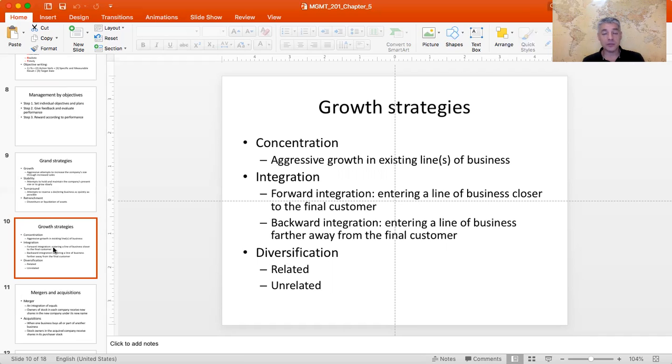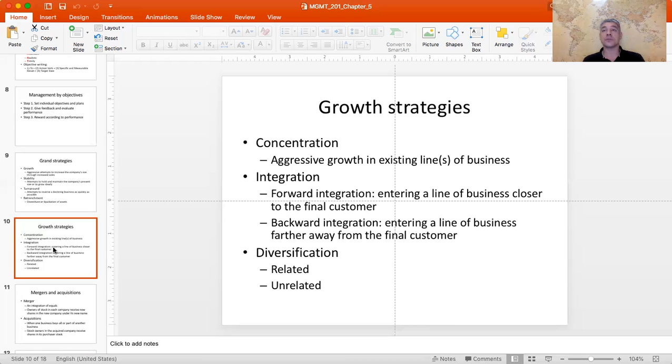And then finally, you may grow through diversification. So you're not trying to grow within that same line of business. You're not trying to integrate backwards or forward. You try to diversify. And diversifications come in two types: related and unrelated. With related, there is at least something that businesses could share. It could be technology, it could be the market, it could be any number of things, some capabilities that you may share across different businesses.